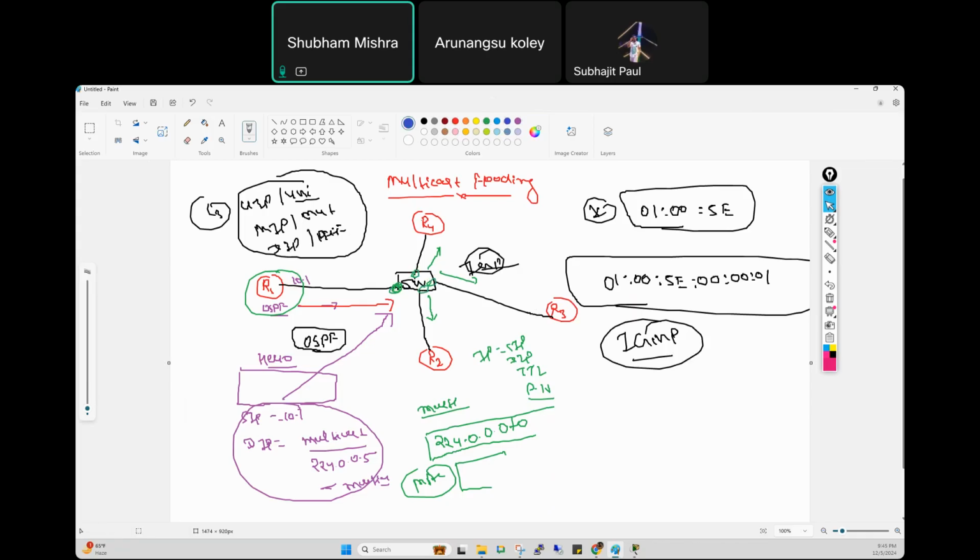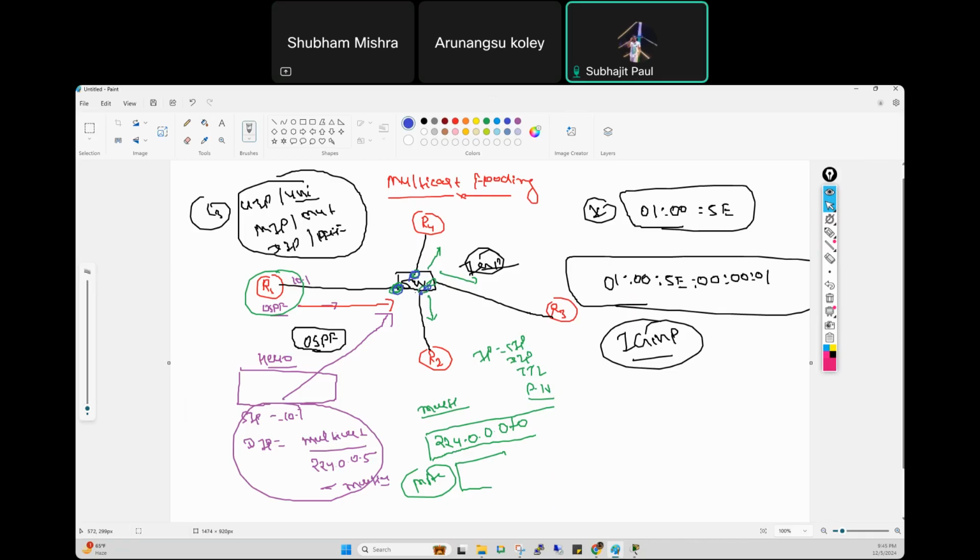Getting my point? What will happen? These ports will join the multicast group. And when these ports join the multicast group, it means now these ports are able to entertain your multicast packet. Getting my point? Everyone.